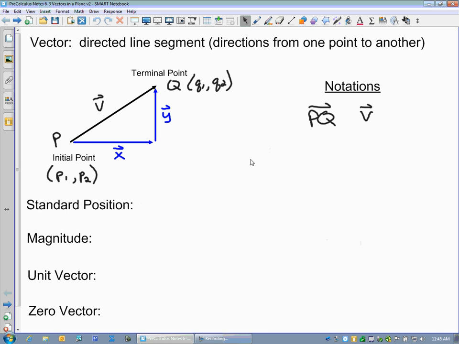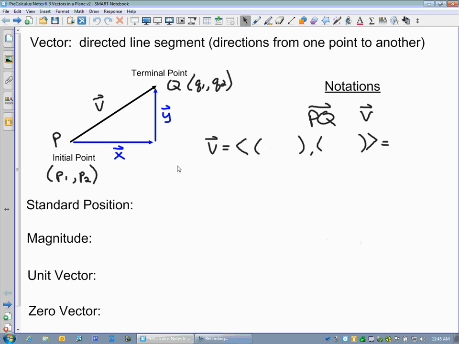Now, when we write the component form, let's say vector v, we're going to use what are called angle brackets. These are the angle brackets. They look like a less than and a greater than symbol. And inside, we're going to make the calculation for the difference in x and the difference in y. Now, one thing to remember, and it's important in mathematics to be consistent with this idea, whenever you talk about the difference in mathematics, it's always going to be terminal minus initial.